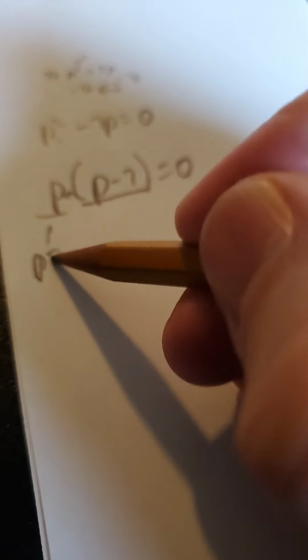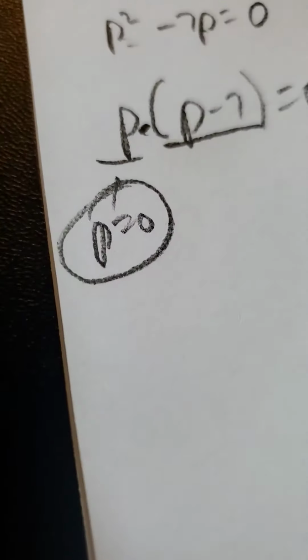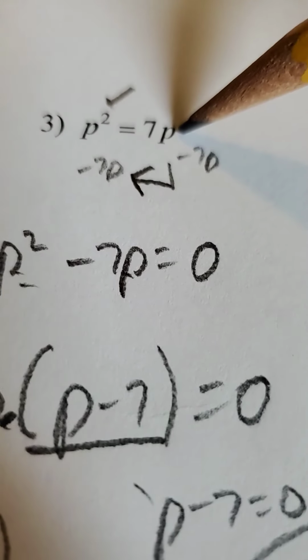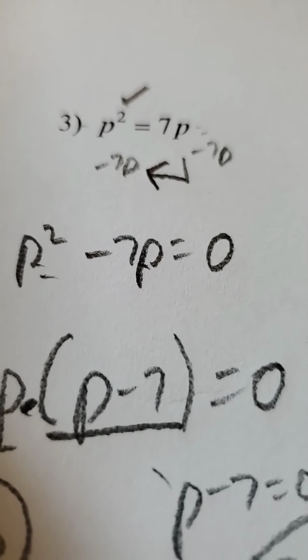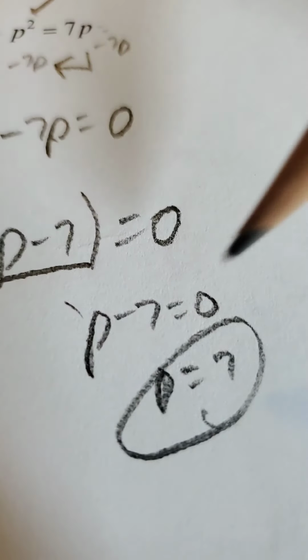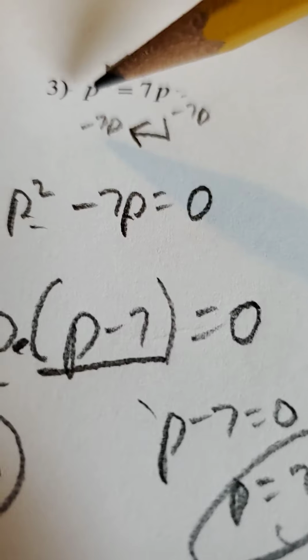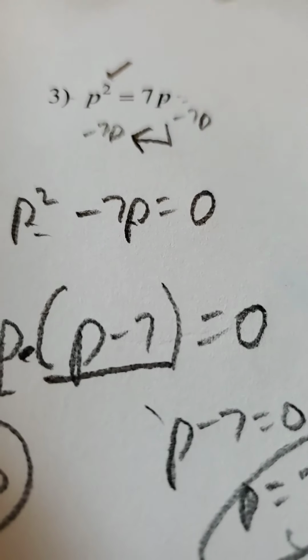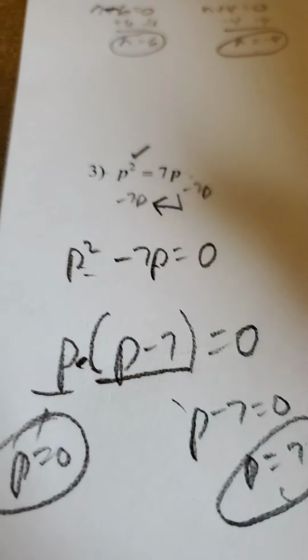And I set this one equal to 0, which gives me an answer of 0. And I find out what does it take for this one to be 0, which is positive 7. This is a really easy one to check. If I put a 0 there and a 0 there, obviously both sides are going to equal 0. And positive 7, if I put a positive 7 there, I get 49. If I put a positive 7 there, I also get 49. Like I said, a very easy one to check.